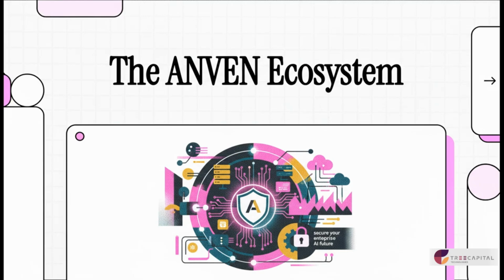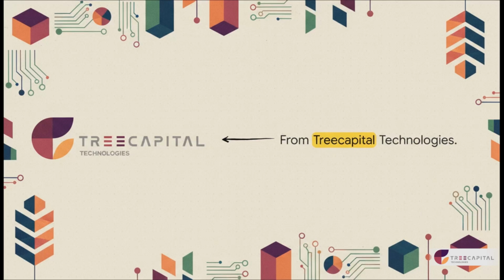All right, let's talk about building the future of AI for your business, and more importantly, doing it safely and securely. Today, we're diving into the Envin ecosystem, a framework that's all about securing your enterprise AI future. So what is Anven? Well, it's a comprehensive AI ecosystem from TreeCapital Technologies, and the key word here is open weight. Now, what does that actually mean?